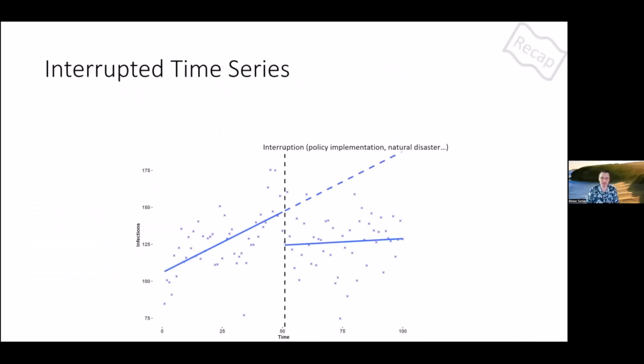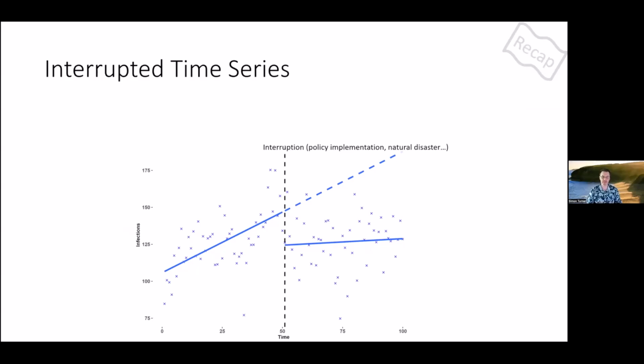But one of the areas I work in is interrupted time series in public health. And a bit like the difference in difference we were looking at before, we often have data that we can't do a proper experiment on. We can't do a randomized controlled trial. We need to do something else. And these interruptions can be policy implementations, natural disasters, anything that you want there.